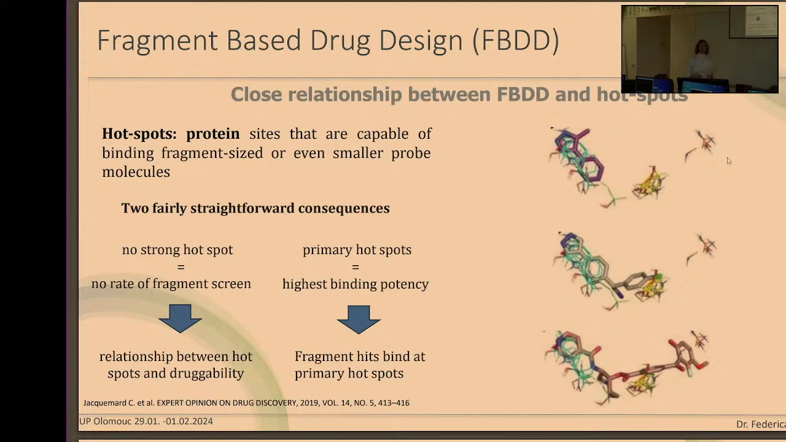Basically, what are hotspots? Hotspots in the protein are protein sites that are able to bind fragments. So they are not really binding sites, but they are able to bind the fragments. They are like small binding sites that cannot be bound by a drug, but by a fragment. And there is a close relationship between the hotspot and the fragments, because if a protein does not have strong hotspots, we will have a high risk that our fragment screen will fail because we won't find a fragment binding to the hotspots.